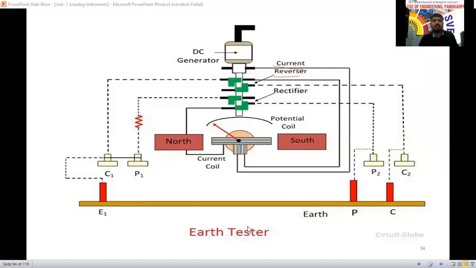So this one I have explained with the diagram. If you want more details, then I will read the slide and I will explain also. Just a minute. I'll take the next slide.